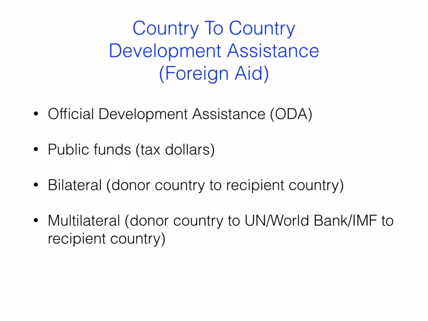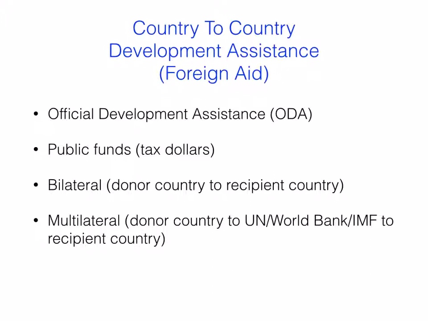Okay, talking here about country-to-country dynamics, how middle-income and wealthy countries seek to help poor countries. We're talking about government-to-government assistance here, and we often call it foreign aid. The official term is Official Development Assistance, or ODA, and these are public funds in the form of tax dollars from donor country citizens. And foreign aid can be given in 2 ways: bilaterally, from one country to another country directly, or through countries donating money to multilateral institutions who then get the money to poor countries.